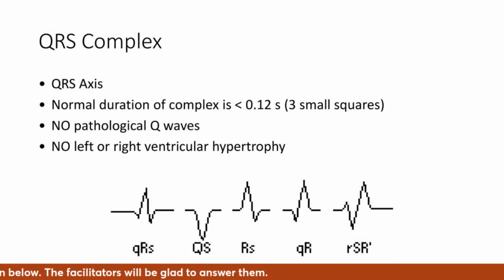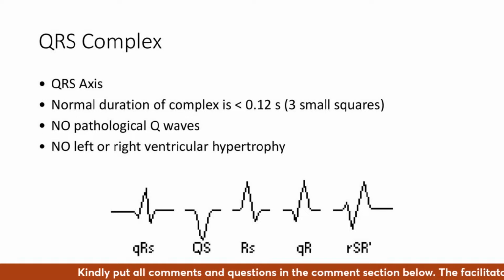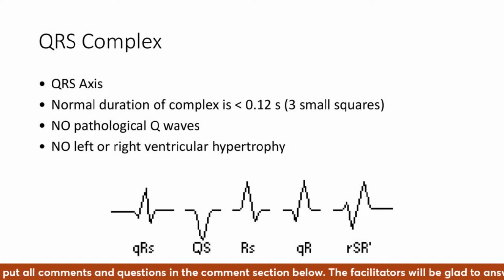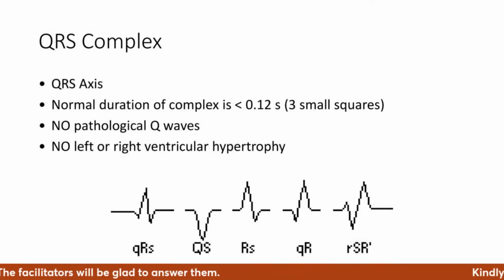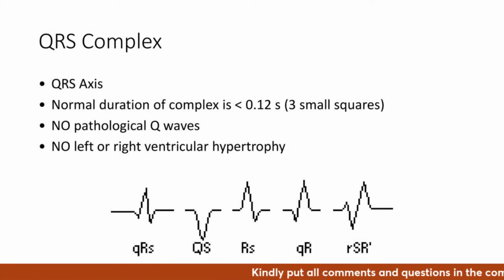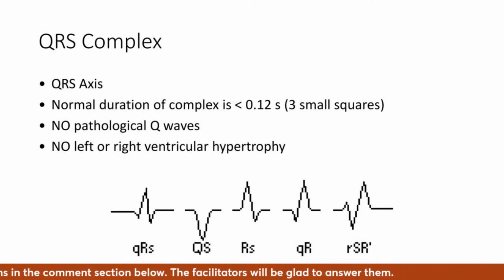So the predominant wave will usually be shown by a capital letter, and the smaller one by a small letter. For example, this last one here, we have an RSR', meaning you have a small r. The initial positive one is an R, then a negative that follows a positive is an S, and then a second R that is bigger than the first, with a prime because there's a second R. Okay, so that's generally how we describe the various waves of the QRS complex.